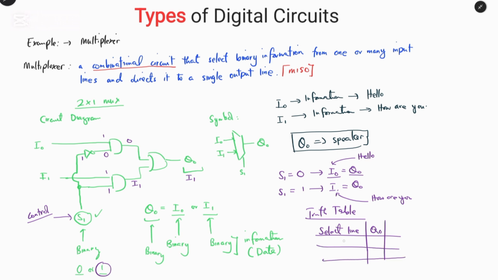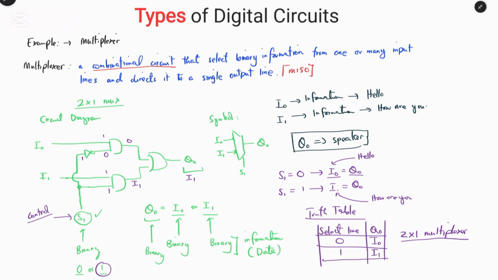So when the select line is 0, the output will be I0. When the select line equals 1, the output will be I1. So this can be our simplified truth table that represents the operation of the 2 by 1 multiplexer. This multiplexer has many applications where it is important when we want to select a single data line from multiple inputs to pass through the output.